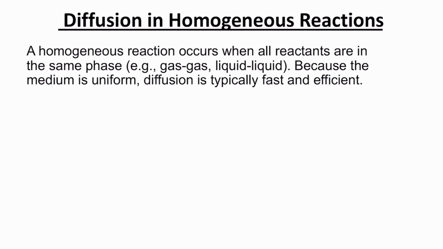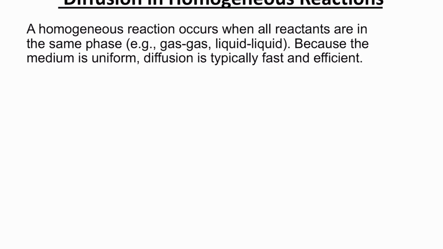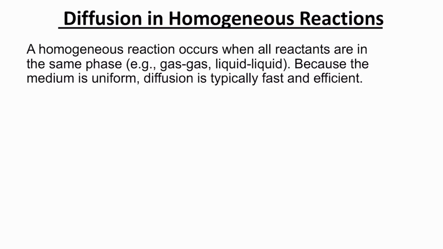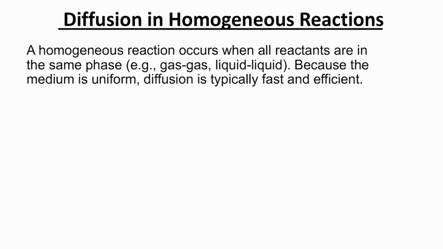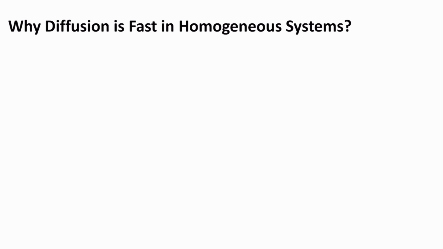A homogeneous reaction occurs when all reactants are in the same phase, for example, gas in gas and liquid in liquid. Because the medium is uniform, diffusion is typically fast and efficient compared to others. For example, the reaction between nitrogen dioxide and carbon monoxide giving nitrogen oxide plus carbon dioxide is an example of a homogeneous system. In a homogeneous system, diffusion occurs very fast.